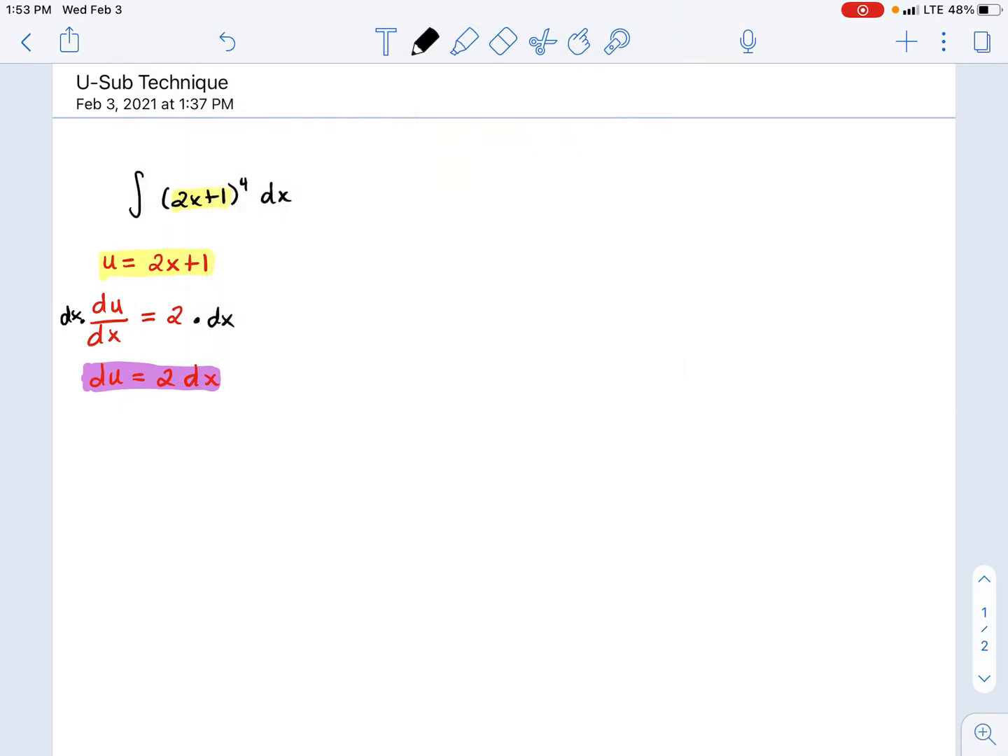But what you notice here is that I am able to plug back in u, but for dx, I just have 1 dx. I don't have 2 times dx. So I'm going to force a 2 to appear by multiplying by 1/2 and multiplying by 2. You'll see what I mean here. I'm going to rewrite my expression, and then multiply by 1/2 and then multiply by 2, and then times that by dx.